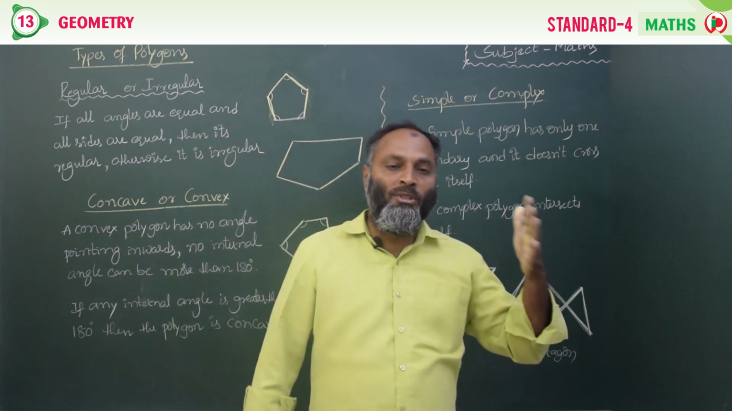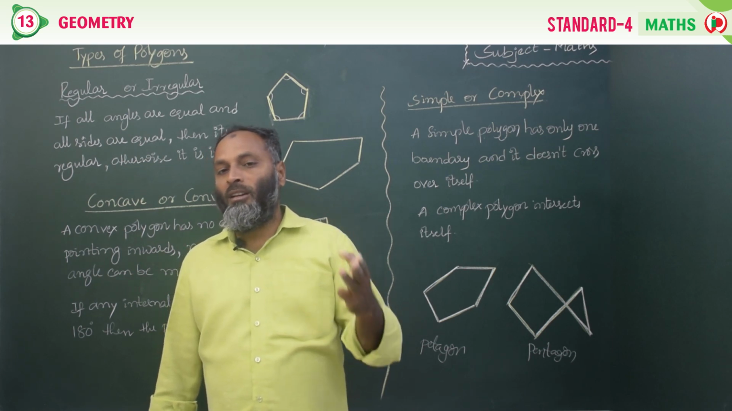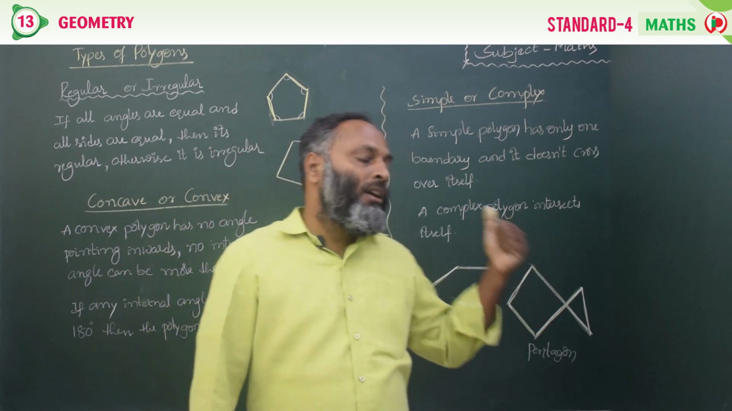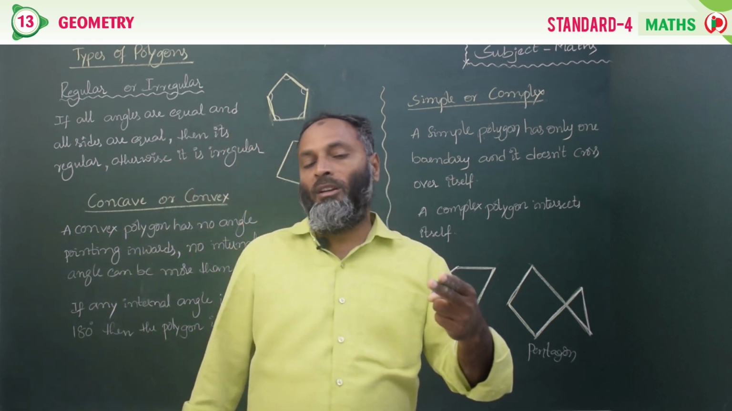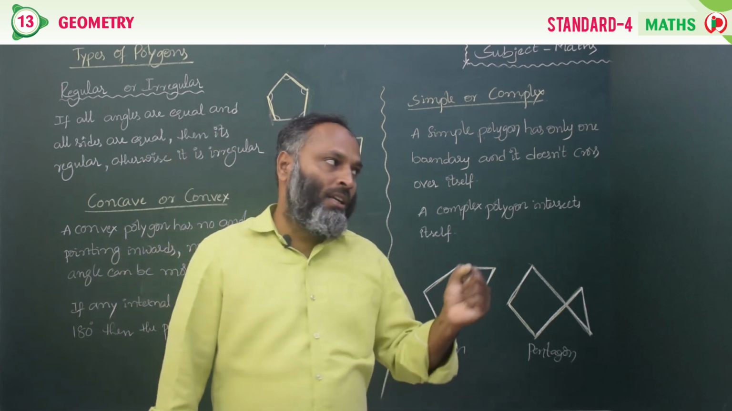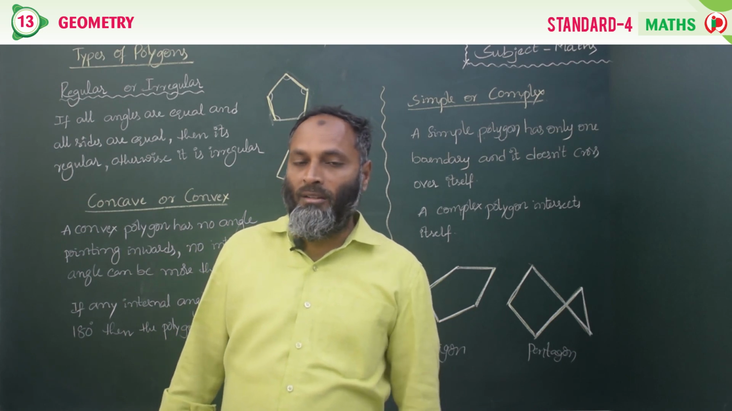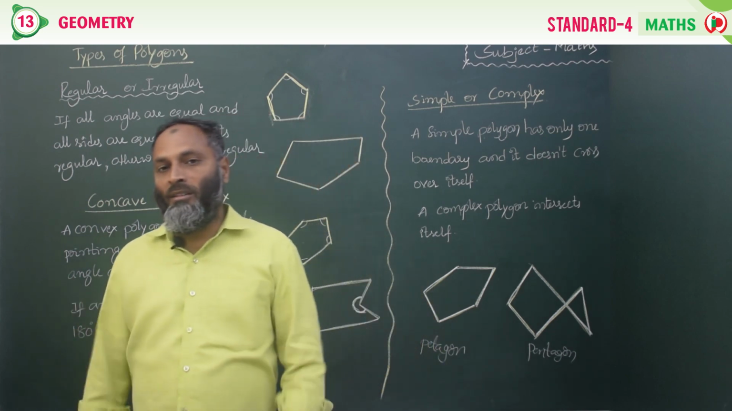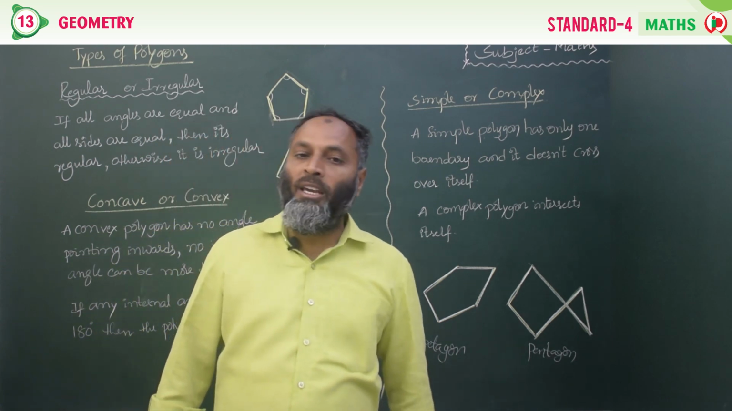So how many types? Regular and irregular polygons. Then after that, concave and convex polygons, not pentagons, polygons. First simple and complex polygons. After that, concave and convex polygons. So these are the types of polygons. So what does polygon mean? Polygon means many angles.